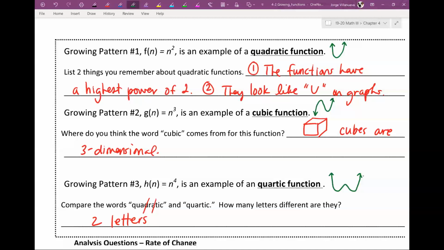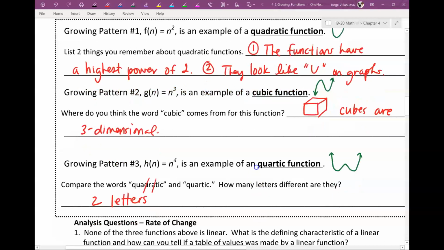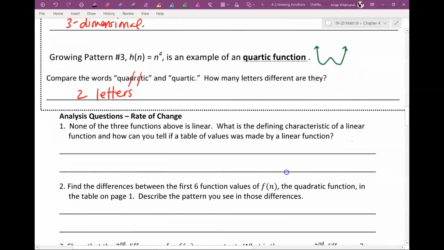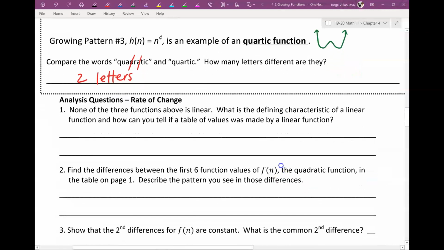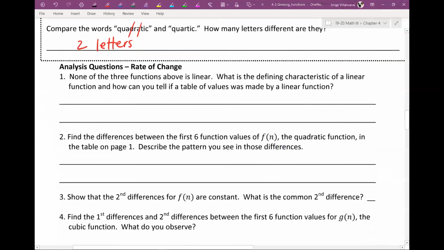Those are not lines. Those are curves. We call them curves. Lines are straight lines, okay? They don't move around. They're just going straight, okay? So they say none of the 3 functions above was linear, like I showed you guys. What is the defining characteristic of a linear function? Okay, let's answer that first. A linear function is a straight line. Okay, if you look at the root word from the word linear, right? The root word is line. So linear means line. Okay?